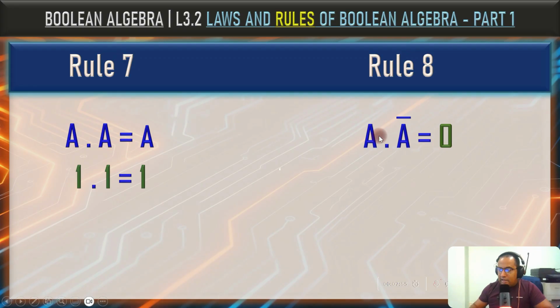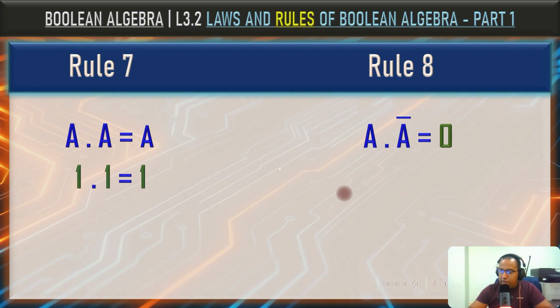Rule 8 states that any variable multiplied by its complement is always equal to 0. Remember, a bar or a negation represents the complement of A. That is, it is always the opposite value. When you AND two opposite values, that is, one is 0 and the other is 1, the result is always 0, because the AND operation only outputs 1 when all inputs are 1.